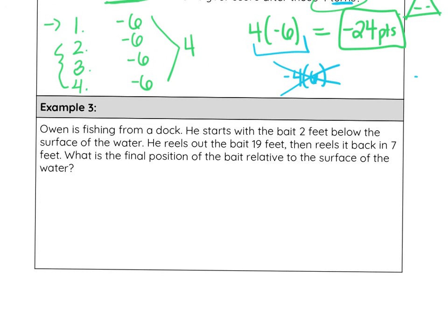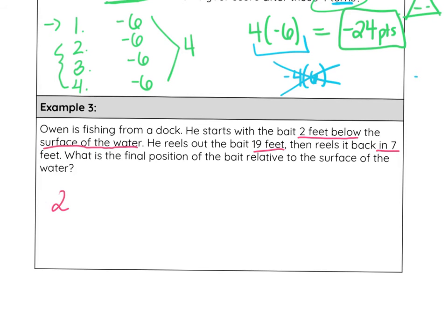All right, and example 3. Owen is fishing from a dock. He starts with the bait 2 feet below the surface of the water. Hopefully we know that that's -2. He reels out the bait 19 feet, then he reels it back in 7 feet. What is the final position of the bait relative to the surface of the water?